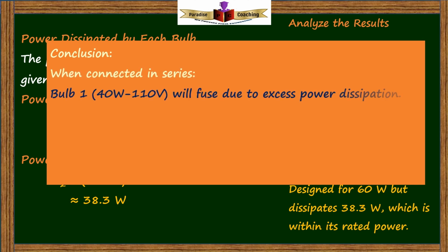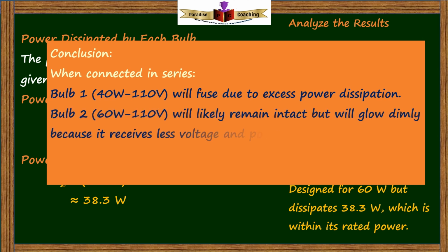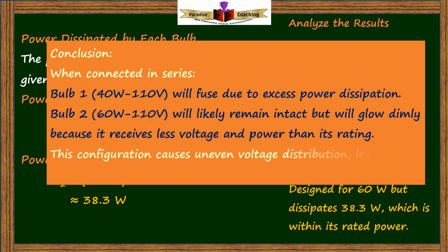Conclusion. When connected in series, bulb 1, 40 watt 110 volt, will fuse due to excess power dissipation. Bulb 2, 60 watt 110 volt, will likely remain intact, but will glow dimly because it receives less voltage and power than its rating. This configuration causes uneven voltage distribution, leading to the failure of one bulb.